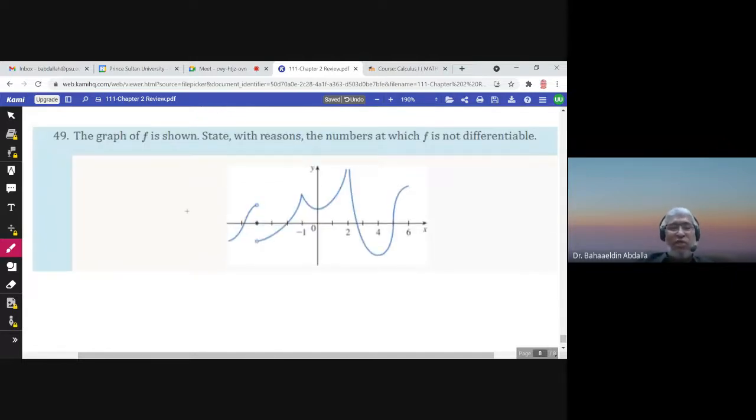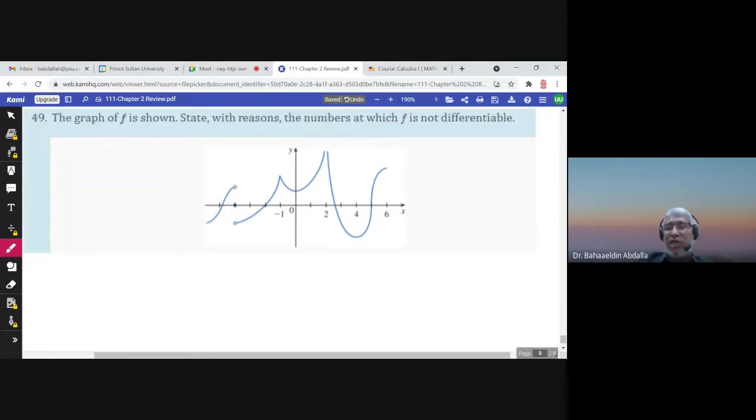This is the last question. The graph of f is shown. State, with reason, the numbers at which f is not differentiable. It is not differentiable at -4 because f is not continuous at -4. It's not differentiable at -1 because there is a corner. It's not differentiable at 2 because f is not continuous, or not defined. Okay, it's not defined, and that's why it's not continuous.